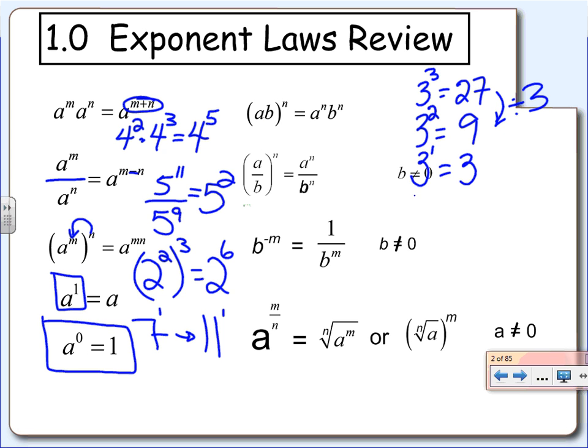And next, 3 exponent 0. Well, I'm going to divide by 3 again. What's 3 divided by 3? 1. And it'll happen every time. That's why it works. Okay? So that's known as the pattern for the power of 0.